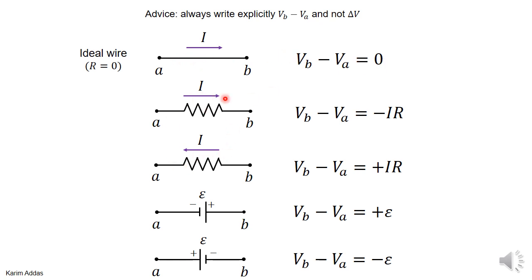For a resistor, depending on the direction of the current, you get either a plus or a minus. And for an ideal source of EMF, we showed how to get the potential difference across it, depending on the location of the positive terminal. And so once you know how to get the potential difference across different elements, and you know Kirchhoff's voltage rule, then you can make the loop equation for any kind of problem.